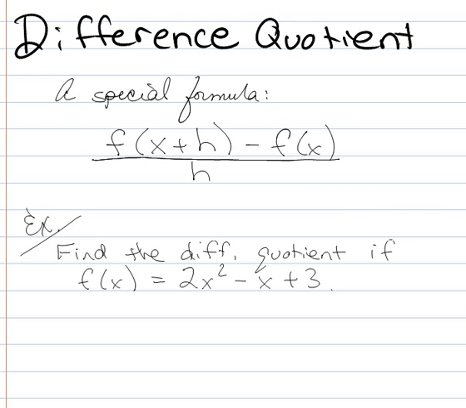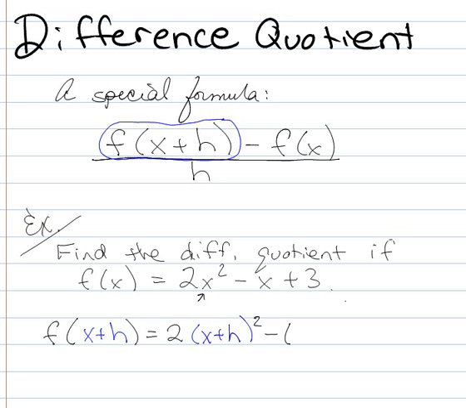So basically, we've got this difference quotient here, and we're going to focus on finding this part first. I've had the question before, well, what is h? H is just another variable, just like x. So we're actually going to do f of x plus h. Everywhere in this problem that we see an x, instead of writing x, we're going to write x plus h, like that.